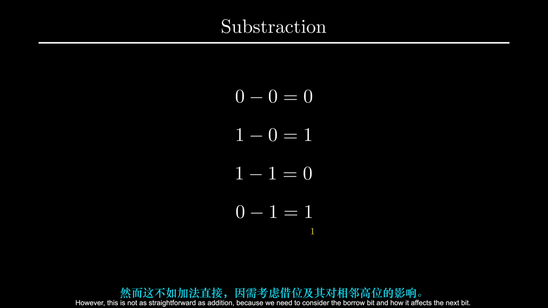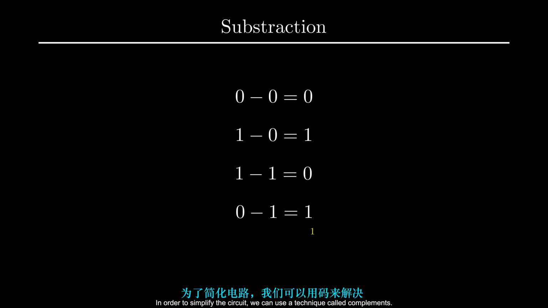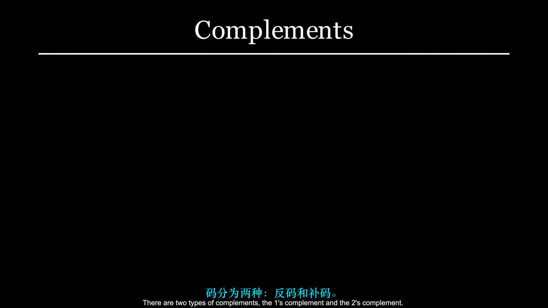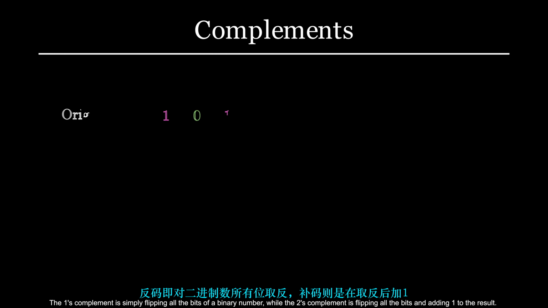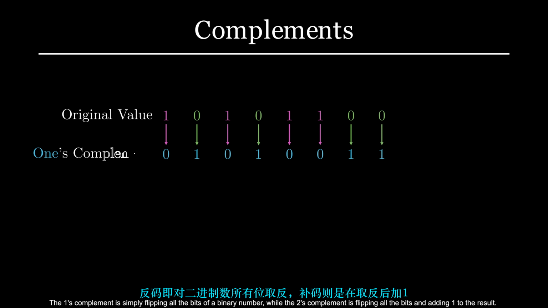However, this is not as straightforward as addition, because we need to consider the borrow bit and how it affects the next bit. In order to simplify the circuits, we can use a technique called complements. There are 2 types of complements: the ones complement and the twos complement. The ones complement is simply flipping all the bits of a binary number, while the twos complement is flipping all the bits and adding 1 to the result.